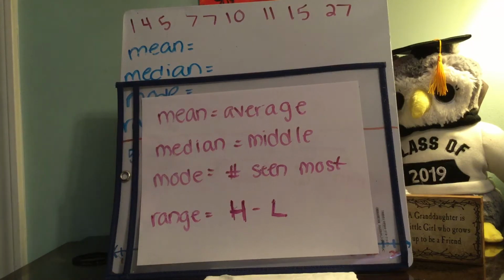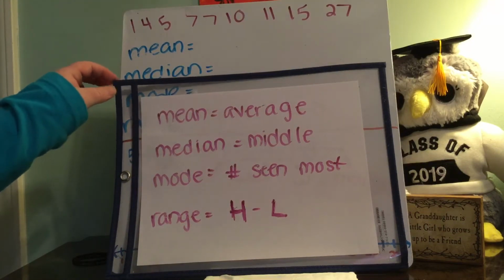The median is the middle number in our data set. So that means when our numbers are in order from least to greatest, or in numerical order, it's going to be the number that falls directly in the middle. The mode is the number that we see the most in the data set. So that means it's the most repeated number. And then our range, I put H minus L. That means our highest number minus our lowest number. So that's mean, median, mode, and range.